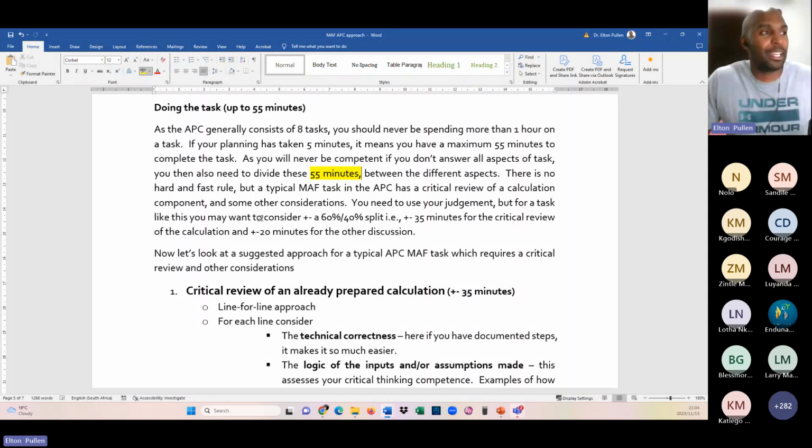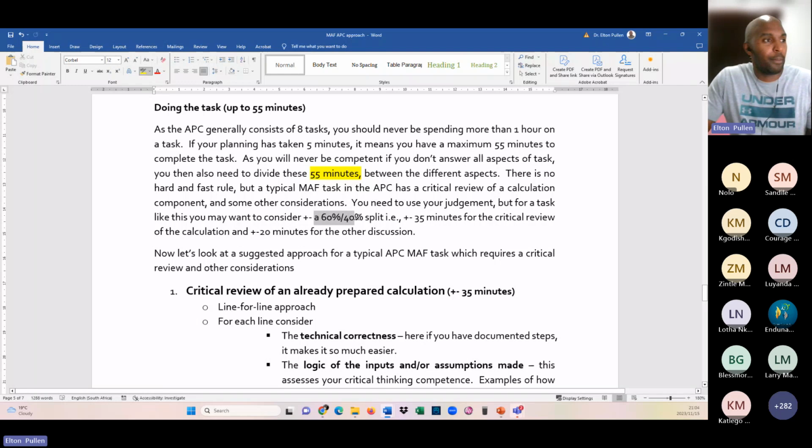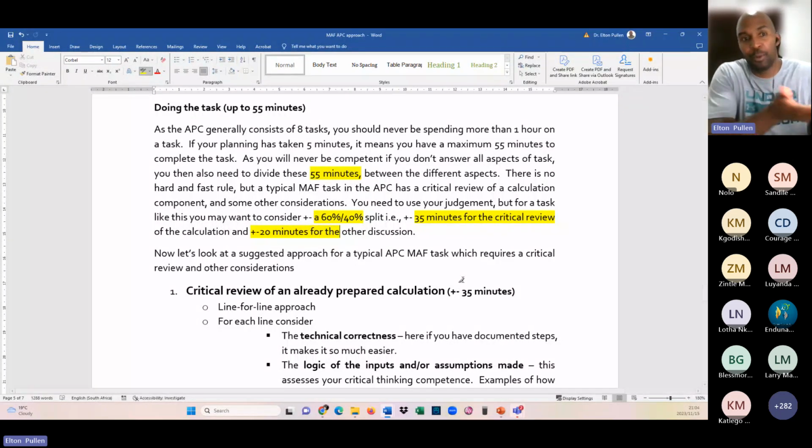Okay. So typically you maybe want to try a 60-40 split, where maybe 35 minutes of that 55 minutes will be spent on the critical review and then the remaining time on the discussion. And why I think that planning is important is because, as Ndani pointed out earlier, and as I've said, if you don't cover each aspect of the task, you won't be a C, right? So it's pointless to spend an hour on the critical review and never get to the second aspect, okay?